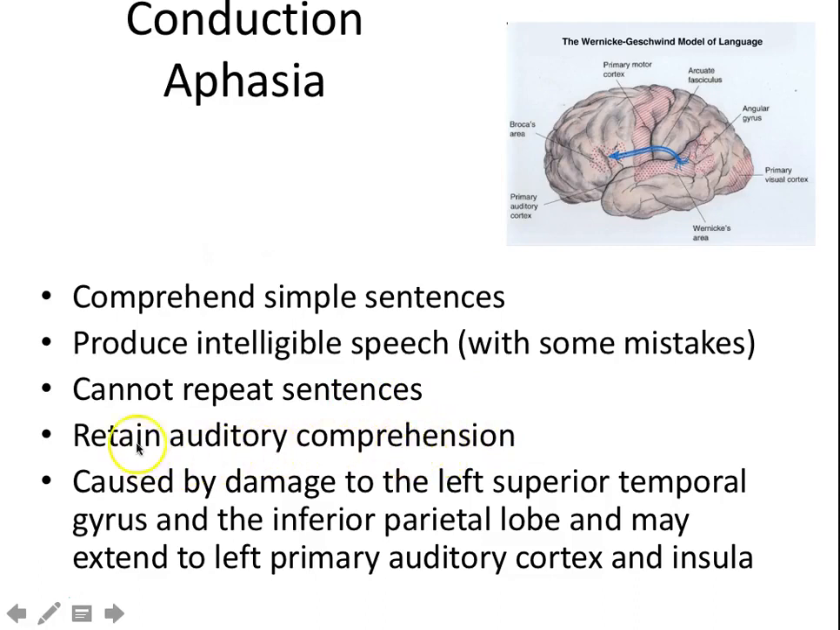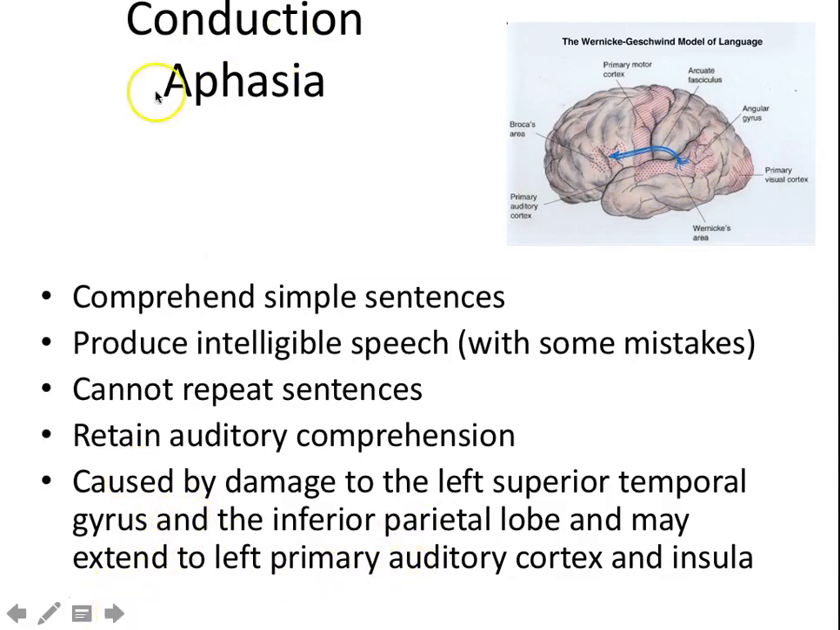And then you don't necessarily have to worry about this. This is more just technical, this last bullet point. So what causes this is damage to that left superior temporal gyrus, and inferior parietal lobe. It may be extended to left primary auditory cortex and even that insula. So these are the areas that can be damaged, because that's basically where you would see the axons traveling. Okay, but again, don't worry about this last bullet point. It's just more for your information.